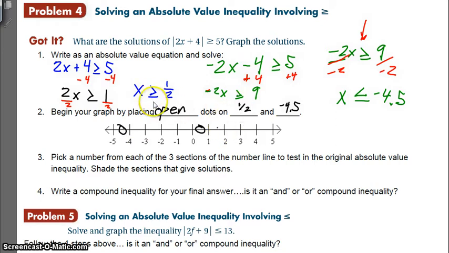If x is greater than or equal to 1/2, then we'd shade this way. And if x is less than or equal to negative 4.5, we'd shade this way. And since they both have the or equal to, both of my circles are going to get filled in.